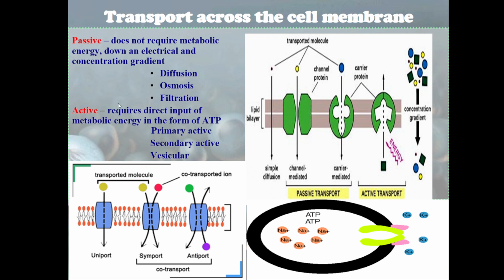How does it differ from passive transport? It is clear that active transport, in comparison to passive transport, requires direct input of metabolic energy in the form of ATP, and in this case the substances are transported against their electrochemical gradient. Principally, there are two types of active transport, primary active and secondary active, and there is also one special type, which also requires energy. It is called vesicular transport, in which large molecules, antigens for example, are transported in vesicles.